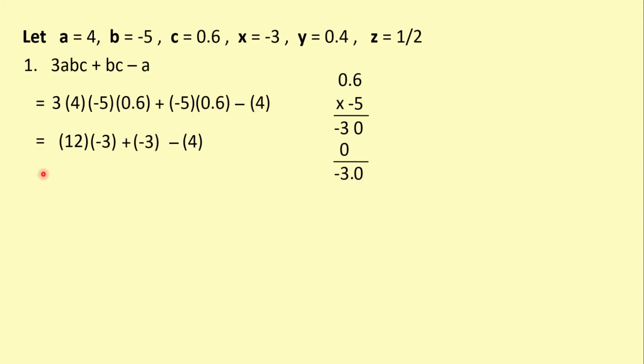And simplify again. 12 times negative 3 is negative 36, plus negative 3 minus 4 is negative 7. Then, combine natin tong dalawa. Negative 36 plus negative 7 is negative 43. So, yun na yung final answer.